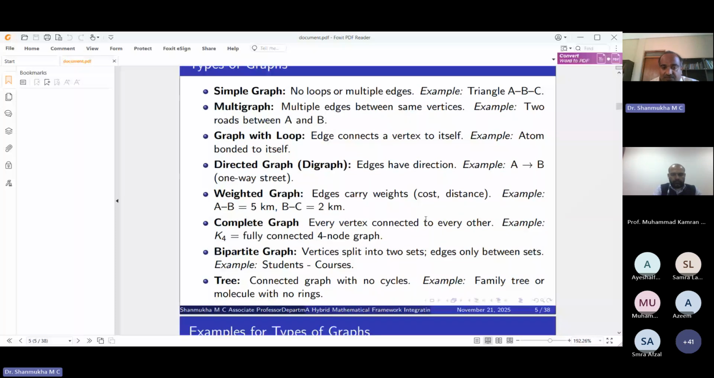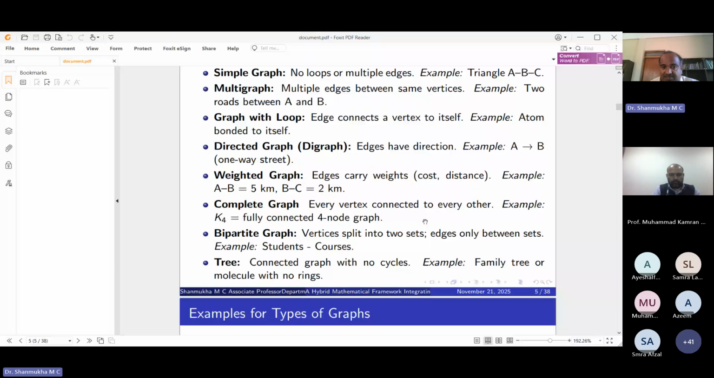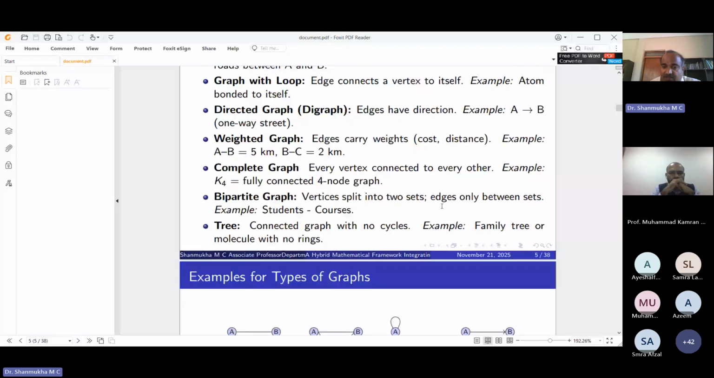Then weighted graph, where edges carry weights. For example, A to B 5 km, B to C 2 km. Here 5 km and 2 km represent the weights of the graph, called cost and distance. Then we move on to complete graph. Every vertex is connected to every other vertex, called a complete graph. Here K4 is a fully connected 4-node graph.